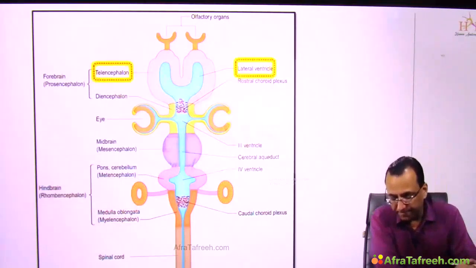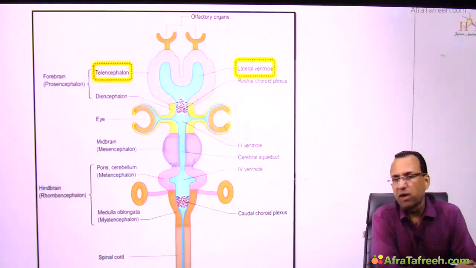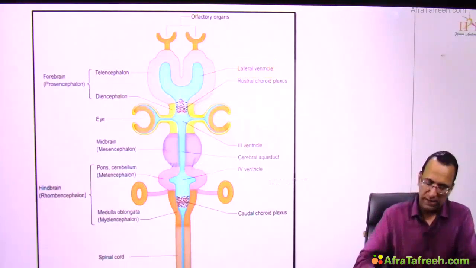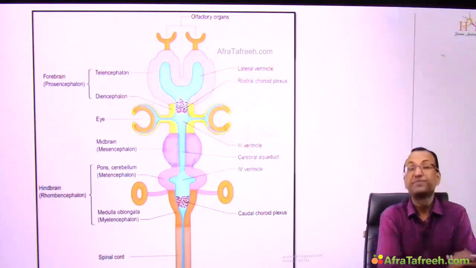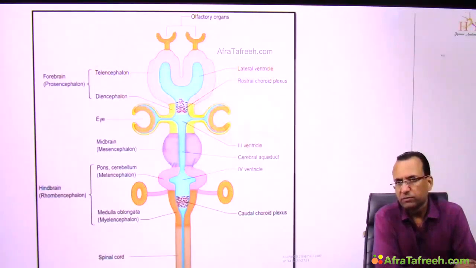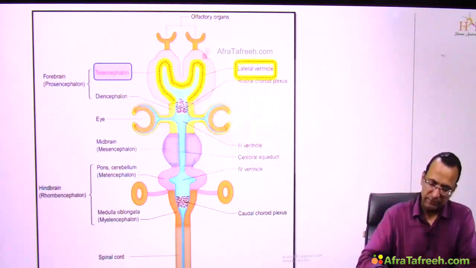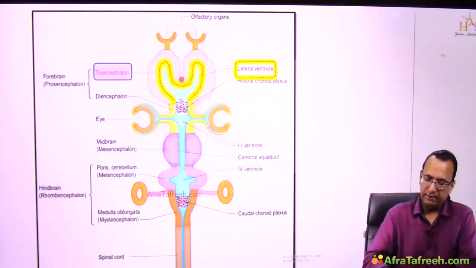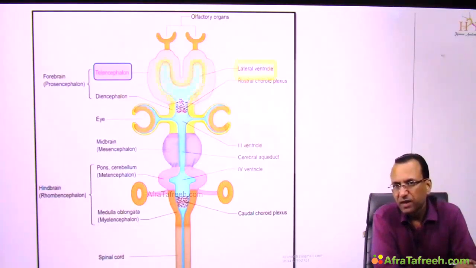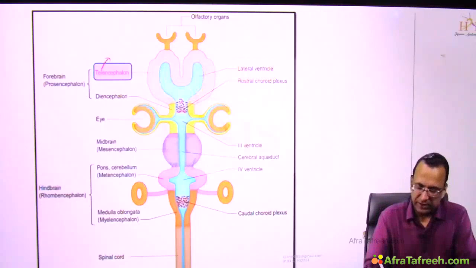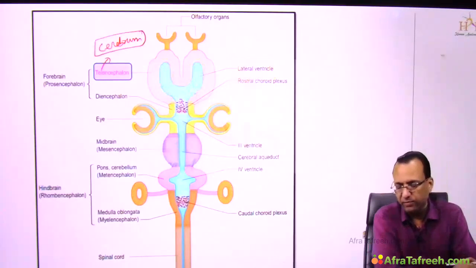Now, as you see, the telencephalon has a ventricle system, which we call the lateral ventricle. Why are they called lateral ventricles in the telencephalon? Because they go to the right side and left side. As they go laterally to the right and left, they are called the lateral ventricles. Lateral ventricles are the ventricles of the telencephalon, which is basically the cerebrum region. The cerebrum will have lateral ventricles on the right side and left side.